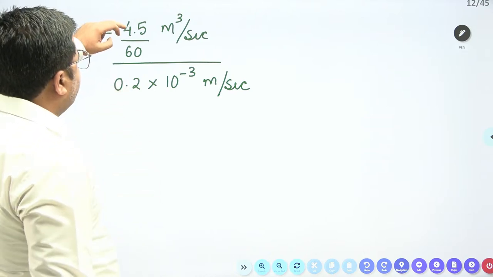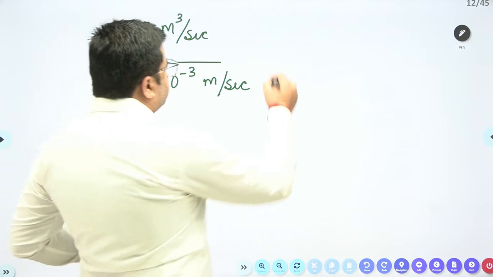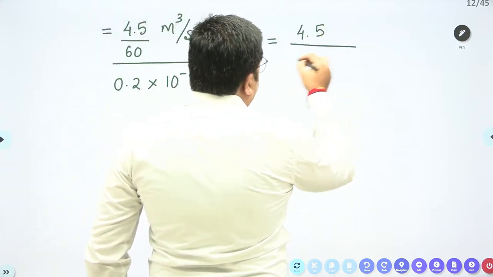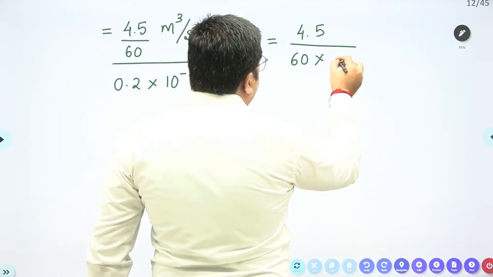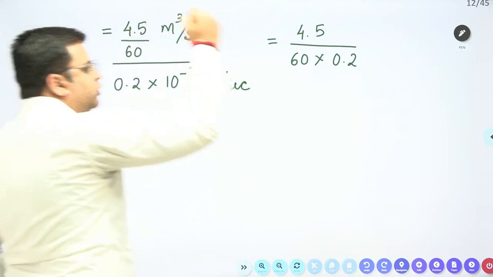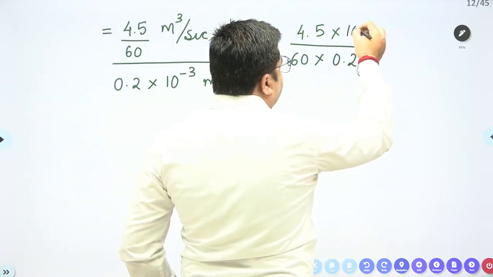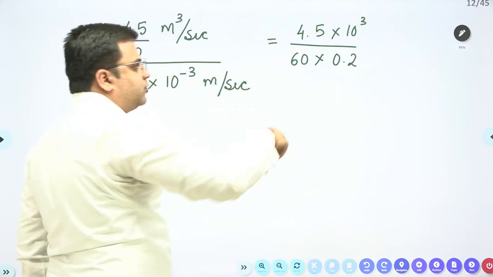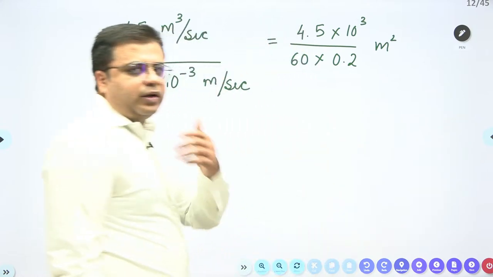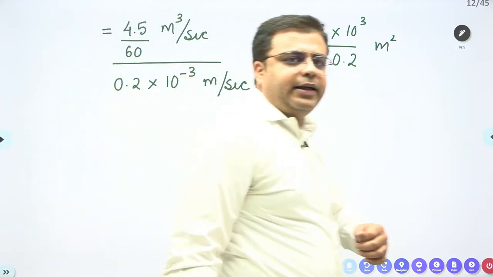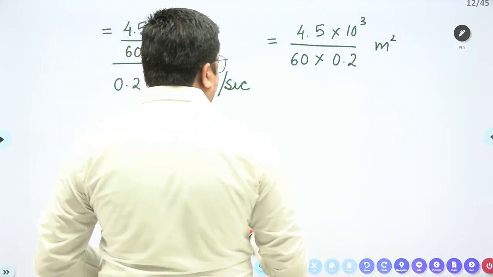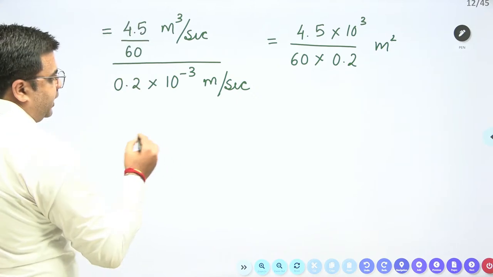You have to divide 4.5 by 60 into 0.2, and this 10 raised to power minus 3 will go to the numerator and it will be 10 raised to power 3. This answer will be in meter square. Get me the area of the sedimentation tank. This is 375 meter square. Very good, Hitesh. Correct answer.